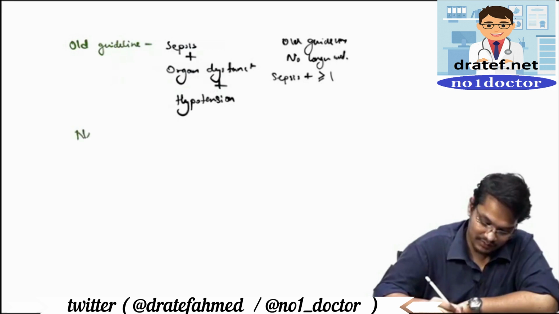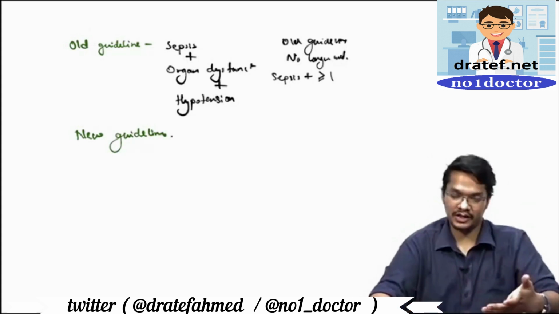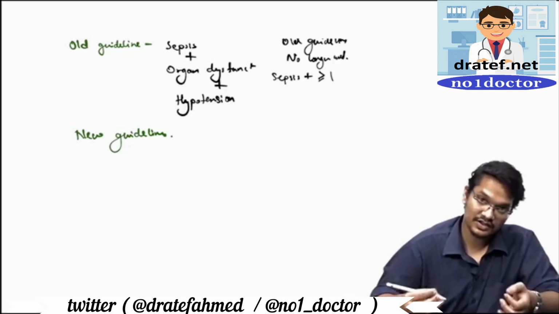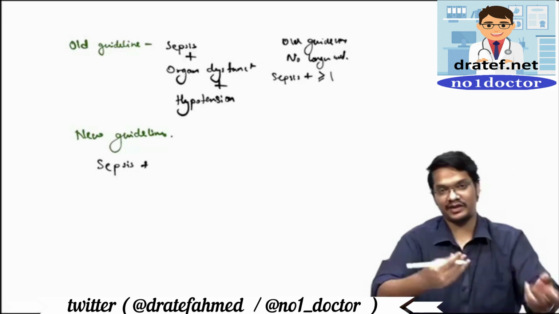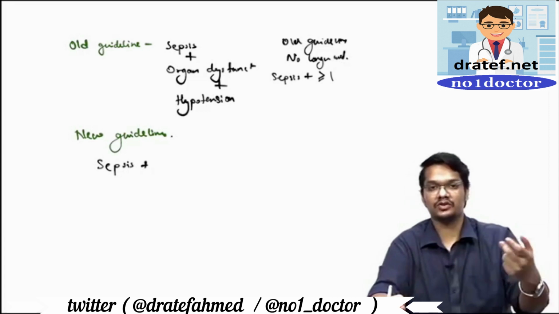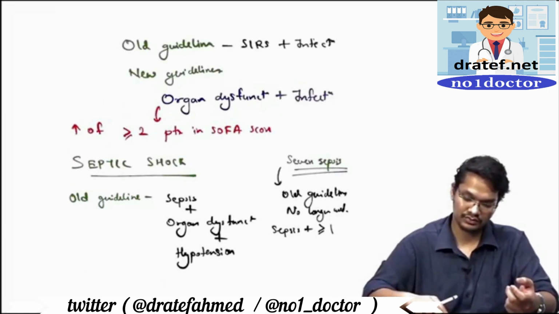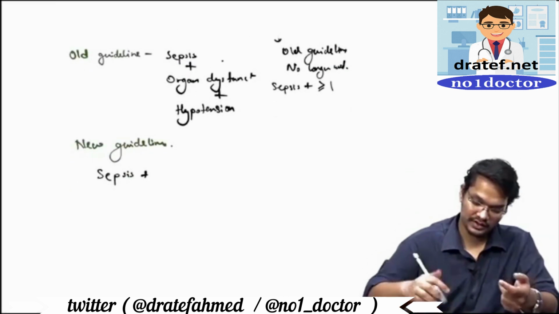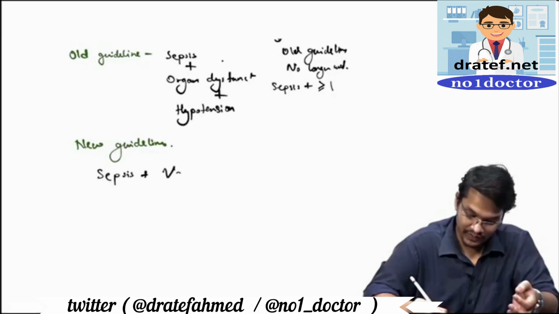Now what does the new guidelines say? So we know that septic shock is a type of distributive or vasodilatory shock. So the new guidelines, essentially they say that the patient should have sepsis, and we define sepsis by an increase of 2 or more than 2 score on the SOFA scale plus infection, as already told you above. So sepsis should be there, plus there should be requirement of a vasopressor.